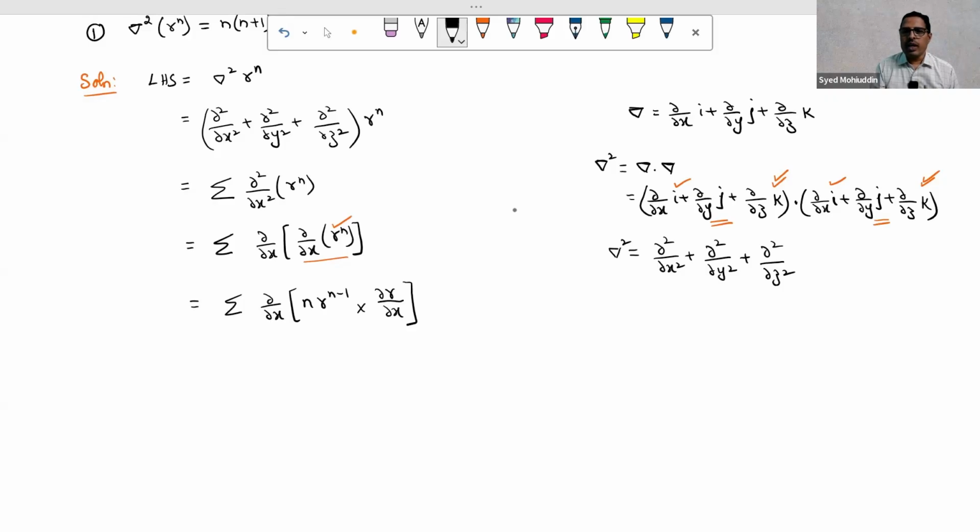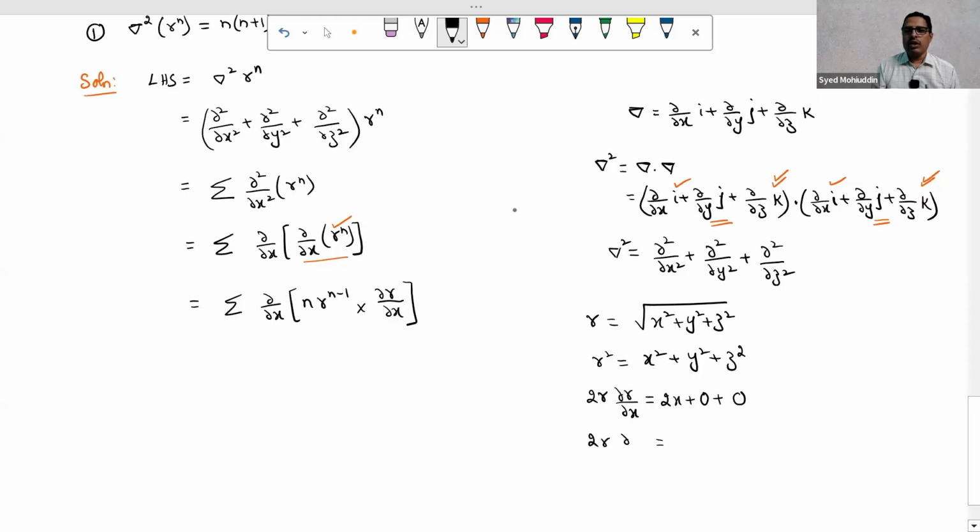As we know, r value is nothing but root of x square plus y square plus z square. If I square it, I get r square is equals to x square plus y square plus z square. If I differentiate this partially with respect to x, r square differentiation is 2r into dou r by dou x, is equals to x square differentiation will be 2x, y square is a constant, derivative is 0, z square is a constant, derivative is equals to 0. So we have 2r dou r by dou x is equals to 2x.